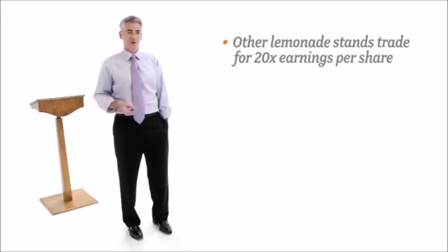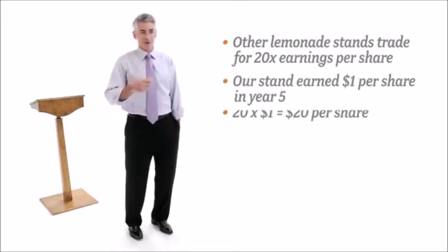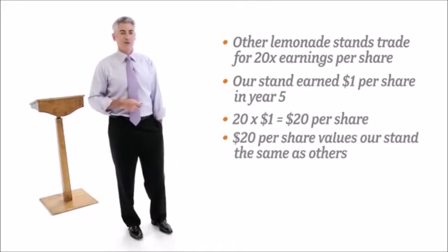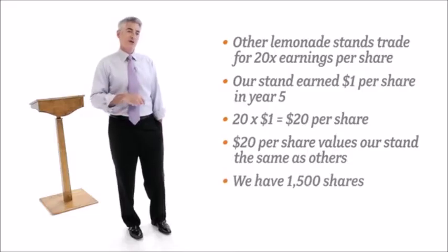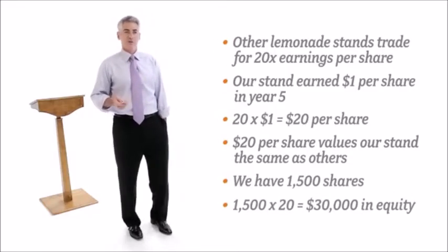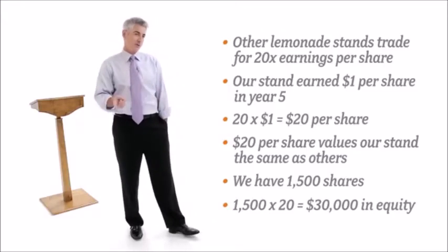So let's assume another lemonade stand company is trading at 20 times earnings in the stock market. Well, we earned $1 per share in year 5. If we put a 20 multiple on that dollar, the business is worth, according to the comparable, about $20 per share. We've got 1,500 shares outstanding. We multiply 1,500 times 20. Now our business is worth $30,000. So we had a company that started out at $1,500. 5 years later, it's worth $30,000.